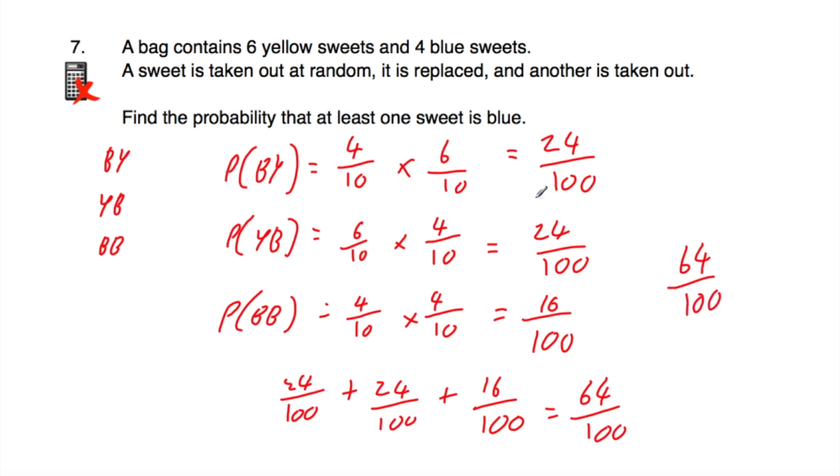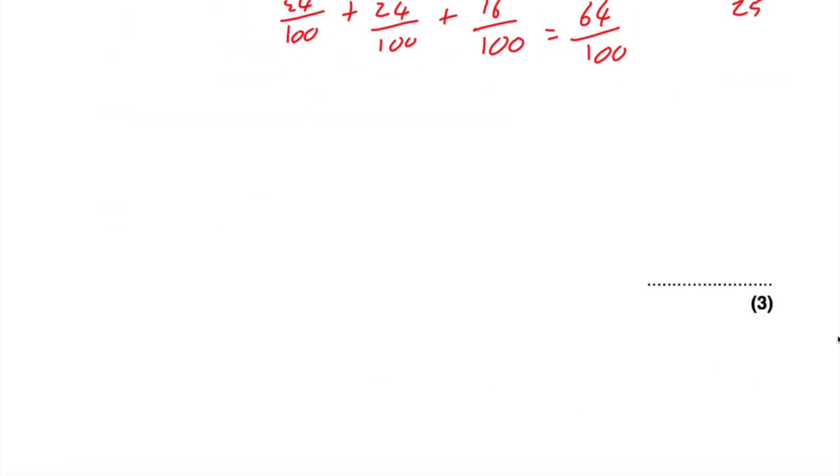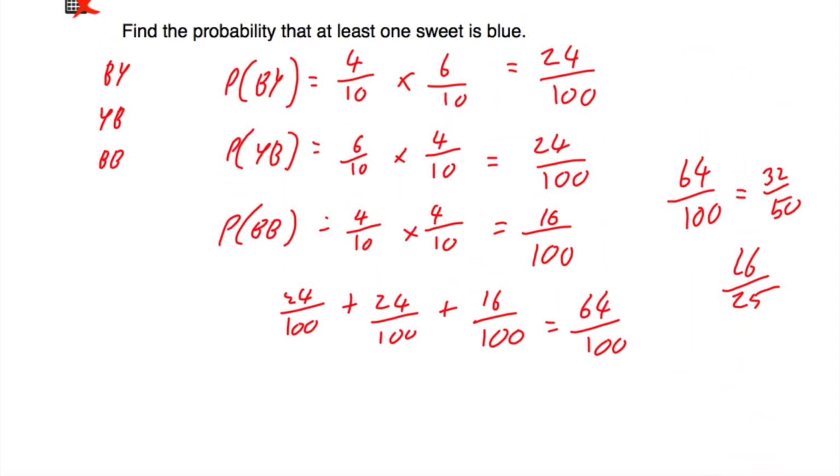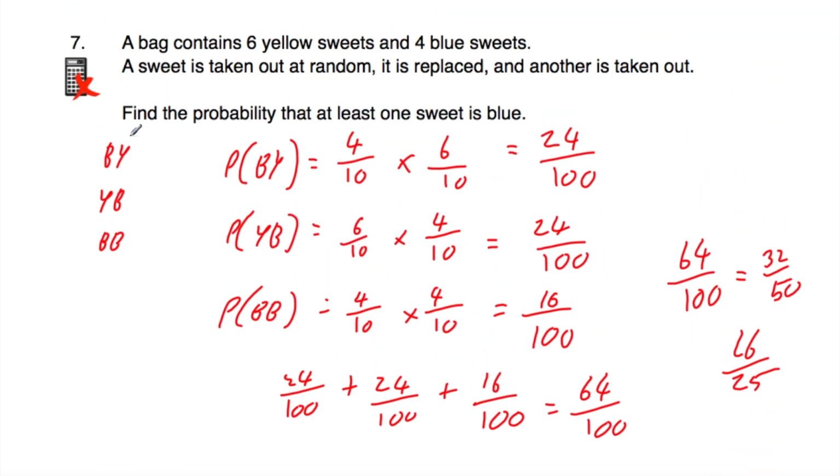Now we don't necessarily need to cancel that down, the question doesn't tell us to, but I'm going to cancel it down anyway. It'll be 16/25, and that's it, 16/25. So the probability of getting at least one blue sweet would be 16/25. So that's one way we could approach that question, is to find all the possible options that would give us at least one blue sweet, find the probability of them, and then add them up. But there is another way.